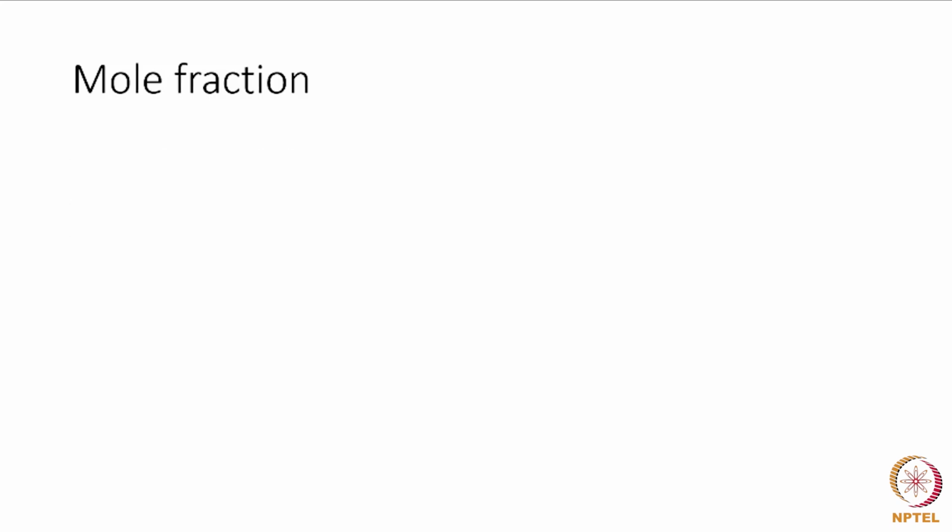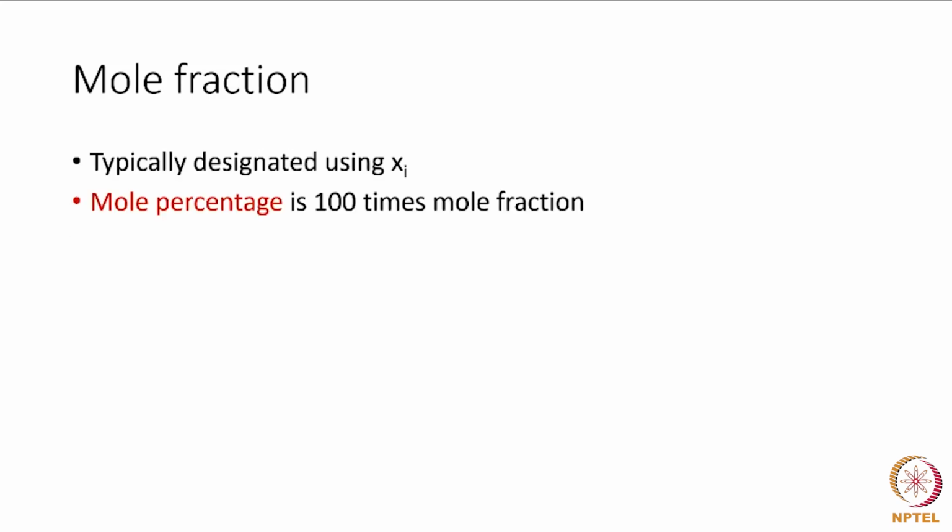Mole fractions are defined as follows. They are usually designated using Xi, and mole percentage is nothing but 100 times the mole fraction, and it is defined as Xi is equal to Ni by sigma Ni. That means the number of moles of the constituent i divided by the total number of moles of all the constituents put together.